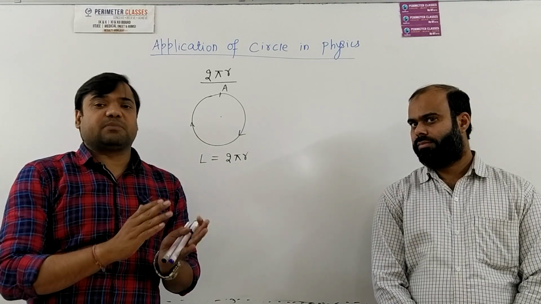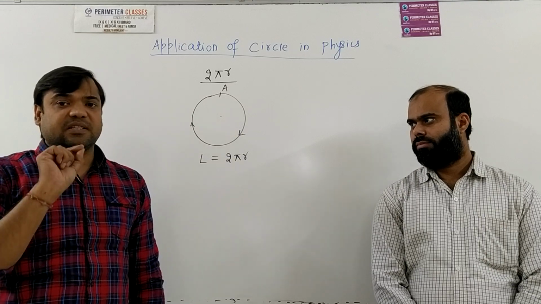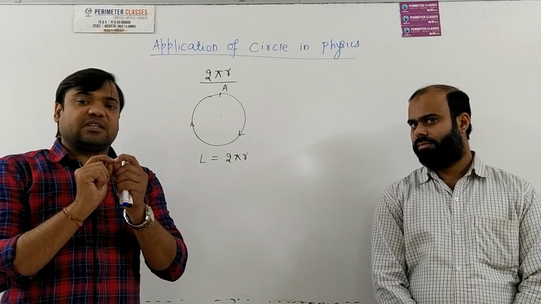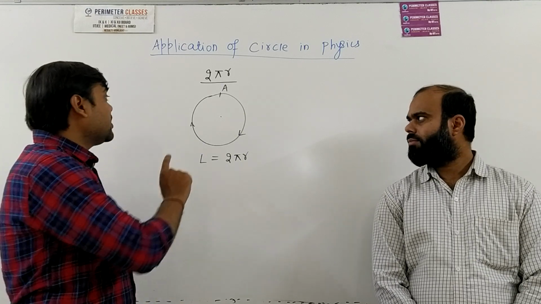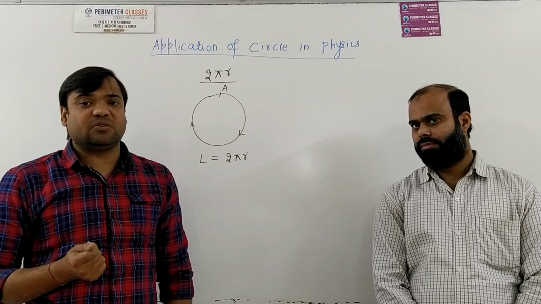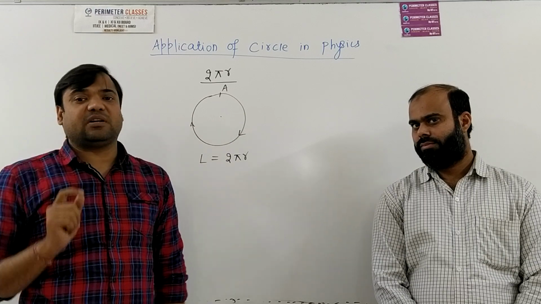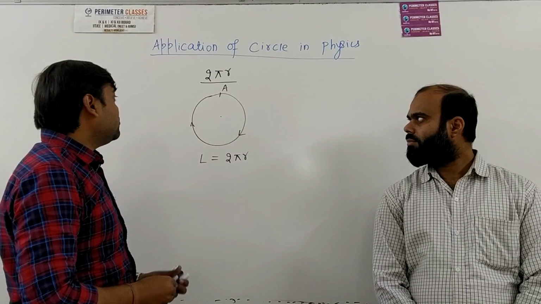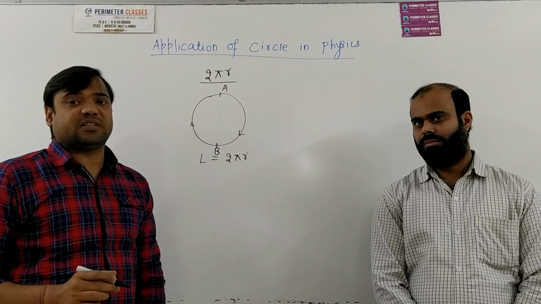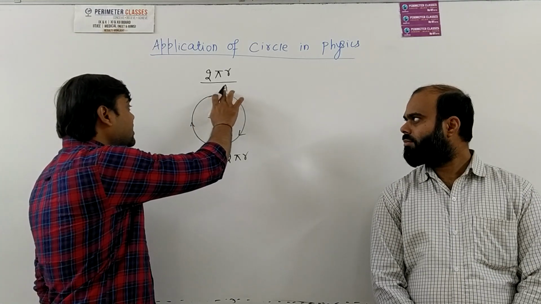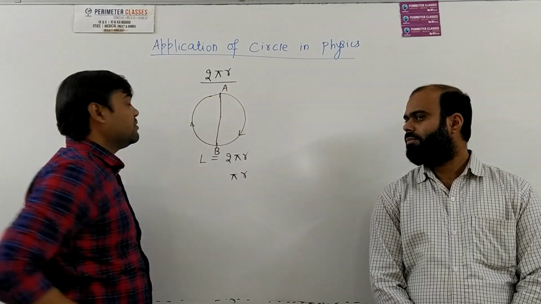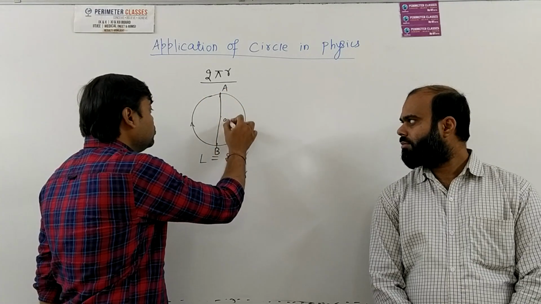So what is the difference between distance and displacement? Distance is the length of the path covered and displacement is simply the shortest distance between 2 points. If I want to calculate the displacement during a full completion of a circle, it will come out to be 0 because the initial and final points are the same here. But if I want to calculate the displacement of a particle during half of the rotation of a circle, then you can simply see that the distance is pi into r, while the displacement is simply the length of the diameter, which is 2r.